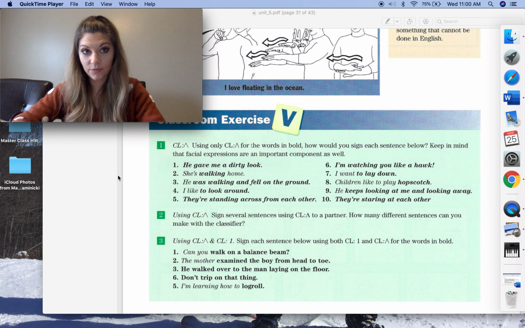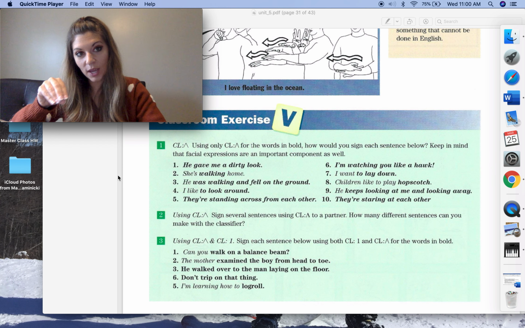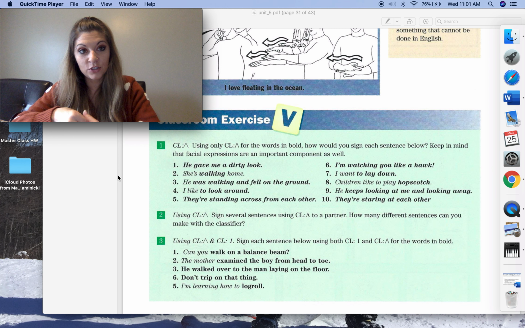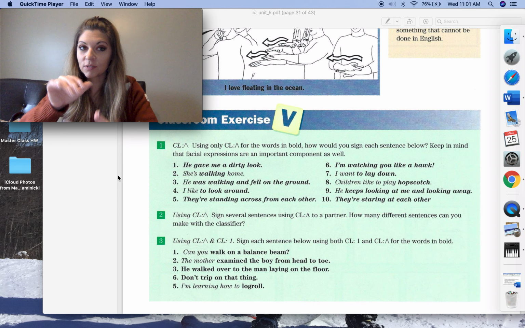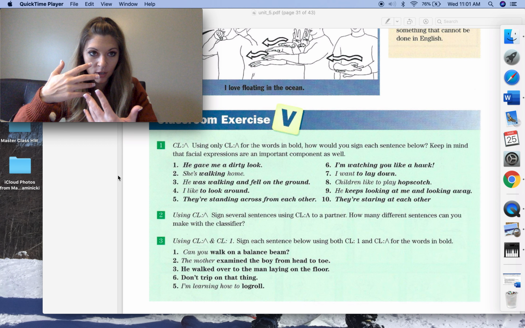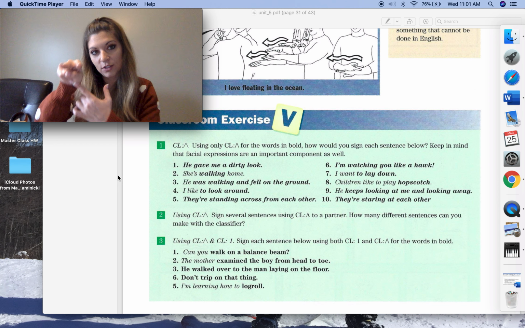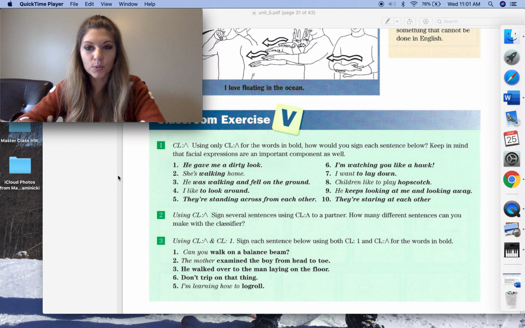I'm watching you like a hawk. So after this classifier unit, we're going to talk about time and how time influences our signs. So anything that happens continuously for an extended period of time, you have to add movement to your sign to show that it happened for an extended period of time. And that movement is a circular motion. So I'm watching you like a hawk means that I'm staring at you for an extended period of time. I'm making sure you're doing what you're supposed to be doing or not doing anything bad. So you add that circular motion. And then you might want to squint your eyes. That's what you would do.